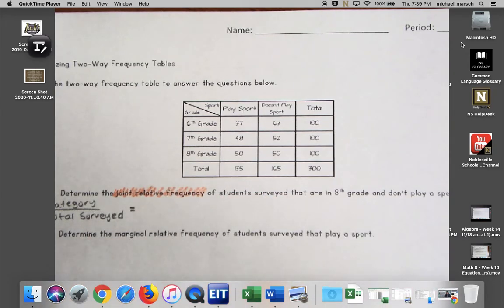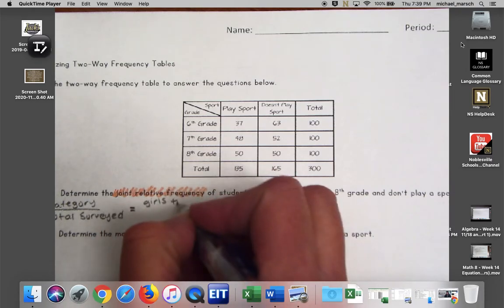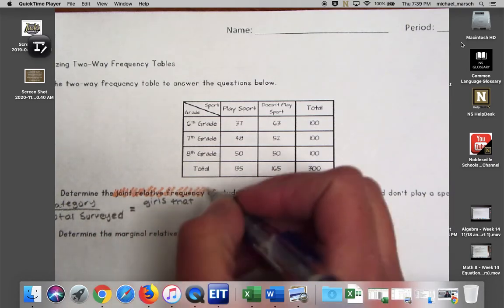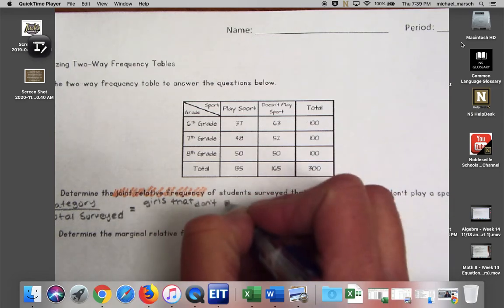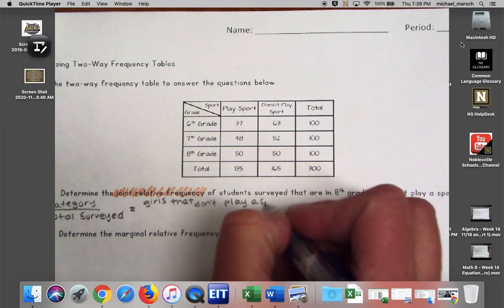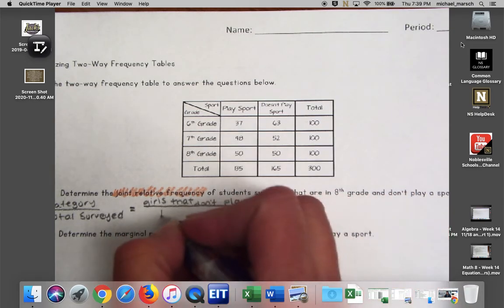Okay, so my category is girls that don't play a sport, and that's going to be compared to the total surveyed.